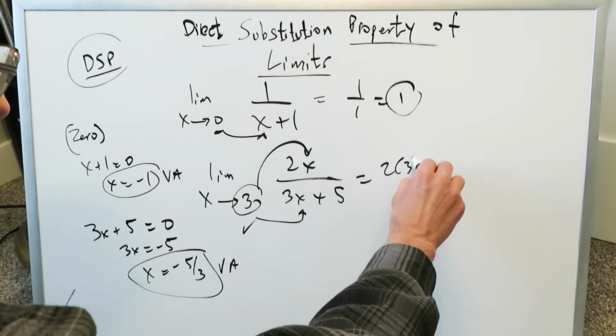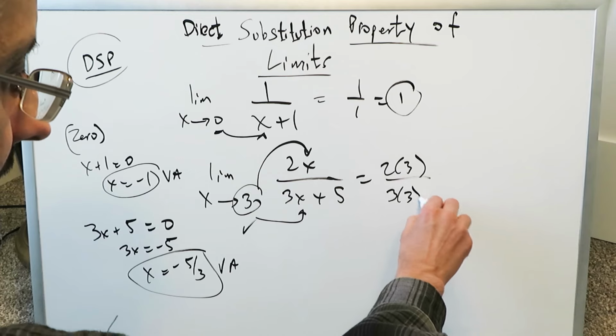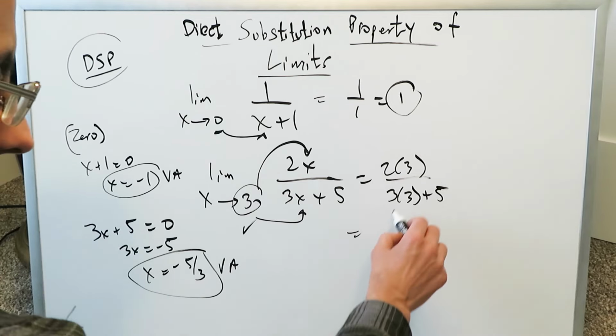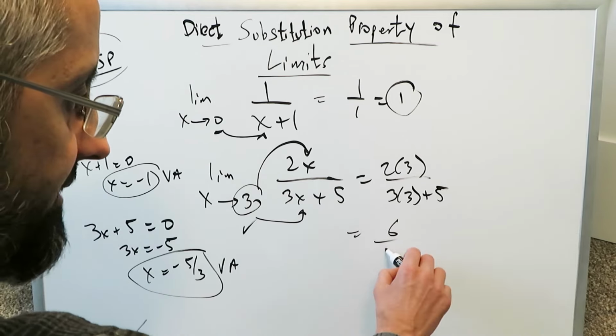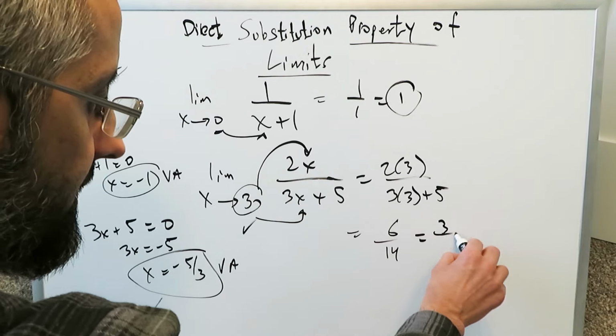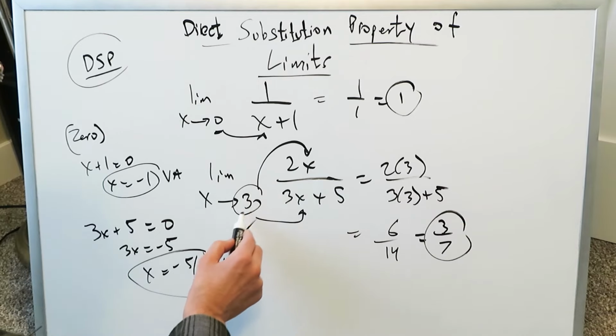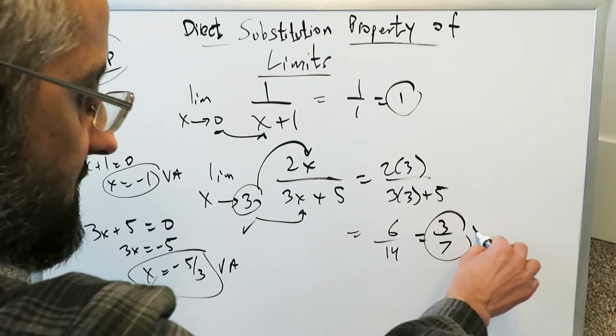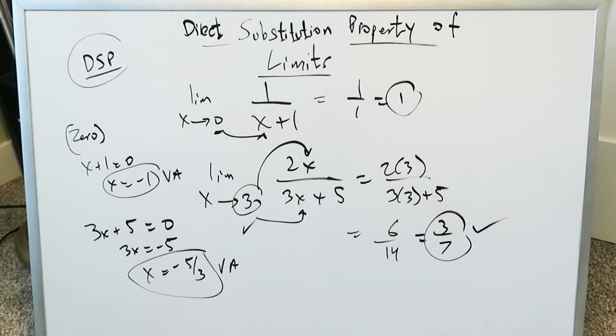You'll have 2 times 3 over 3 times 3 plus 5. You'll have 6 over 9 plus 5, which is 14, and your answer here would be 6 over 14, or you can simplify it, 3 over 7. Limit as x approaches 3, this rational function will approach 3 over 7 and your answer will be good. Direct substitution property worked here in both cases.